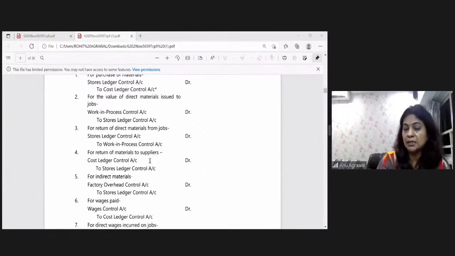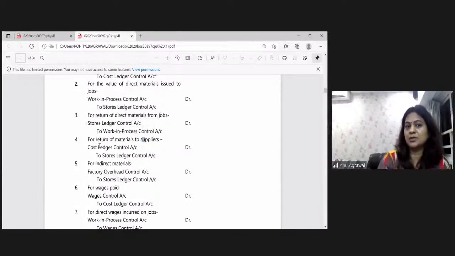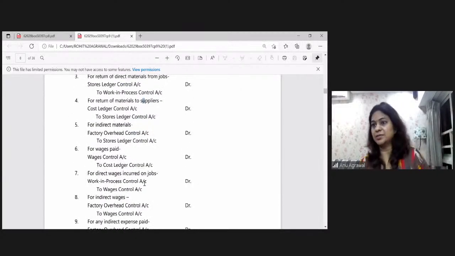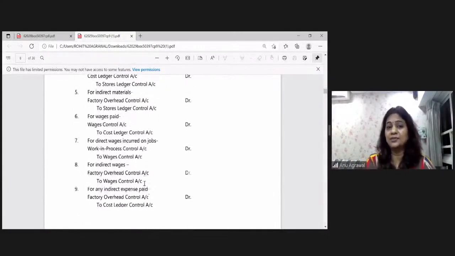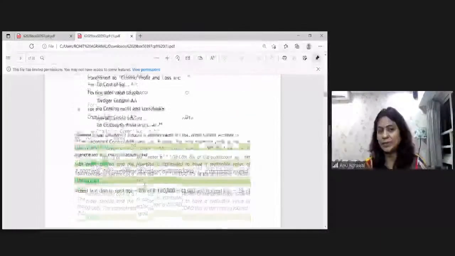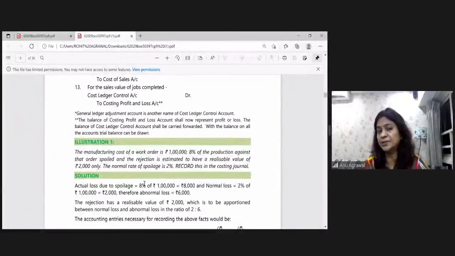If it is being returned from the work, store ledger control account to WIP. If you return it to the supplier, then cost ledger to store ledger. If there is indirect material, that means overheads, so factory overhead control account debit to store ledger control account. If you make payments, wages control account debit to CLC. Right? So guys, this is something which you will be studying when you will be studying control accounts. I taught you this because it was mentioned, so I wanted you to know.